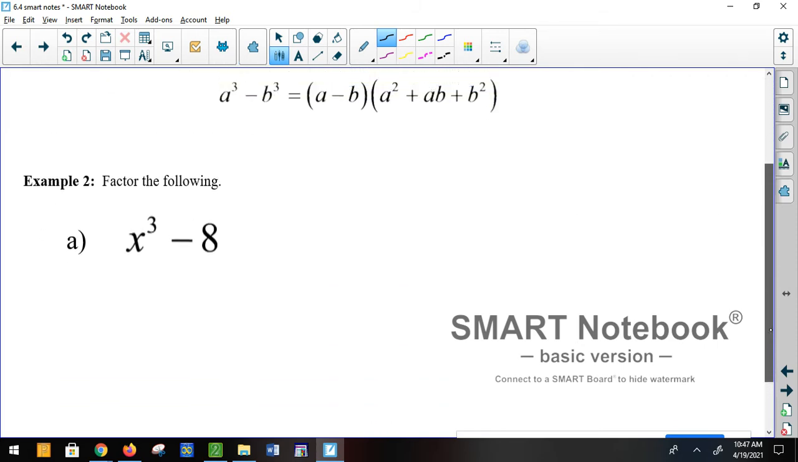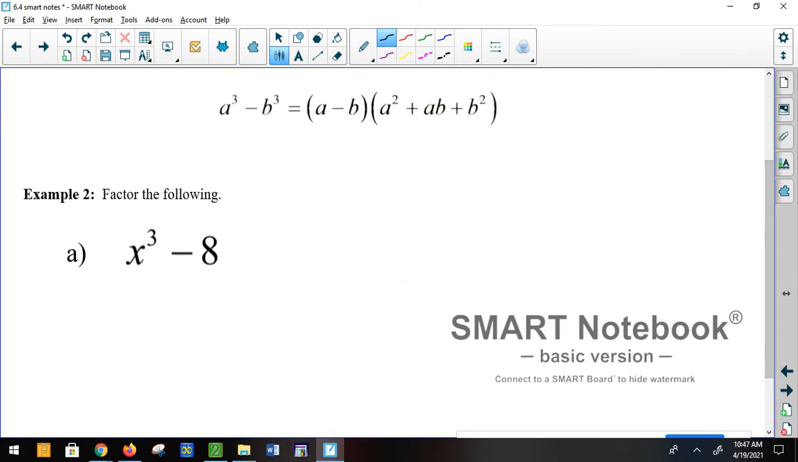So how do we apply this? First, note that this is a difference of cubes, right? x cubed is a cube, 8 is a cube. So we're going to use the difference formula. So this is a cubed, and this is b cubed.